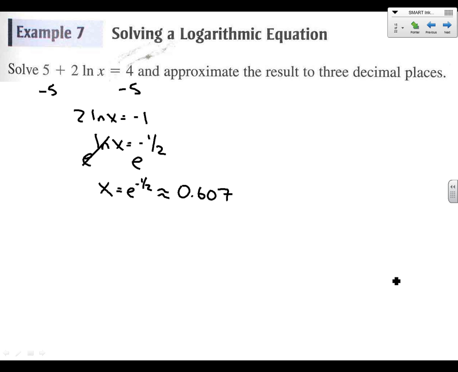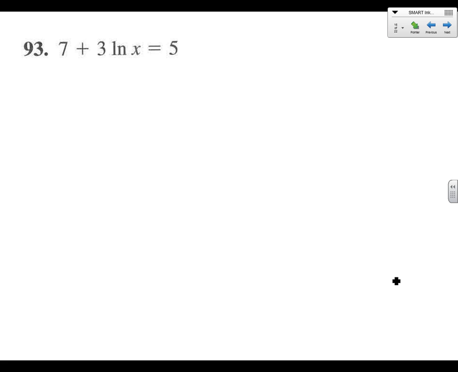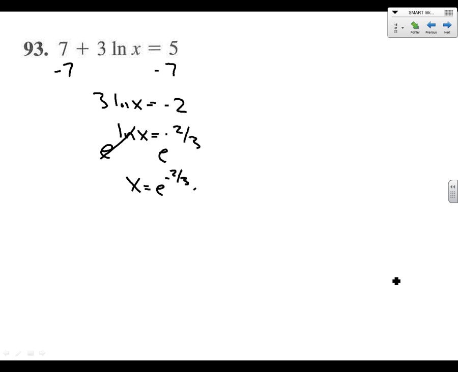All right, your turn. Try example problem 93. All right, first step, minus the 7. 3 natural log of x equals negative 2. So the natural log of x equals negative 2/3. Get rid of your natural log using the e. X equals e to the negative 2/3, which approximates out when you plug it into your calculator as 0.513.